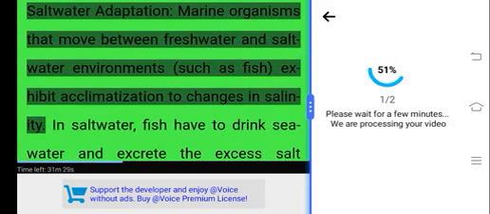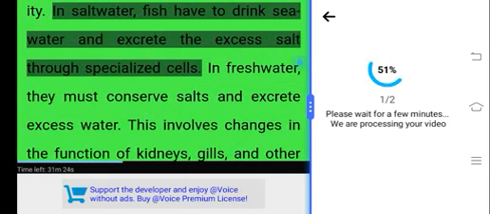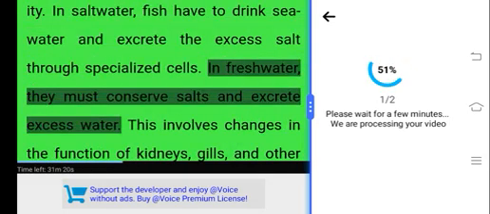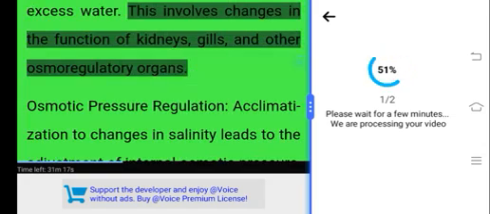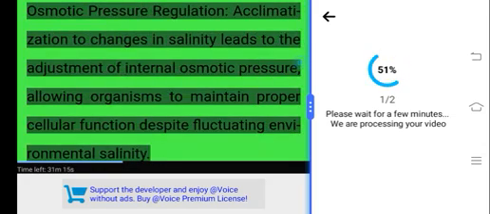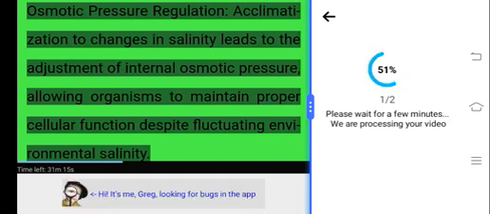C. Acclimatization to salinity, osmoregulation. Saltwater adaptation. Marine organisms that move between freshwater and saltwater environments, such as fish, exhibit acclimatization to changes in salinity. In saltwater, fish have to drink seawater and excrete the excess salt through specialized cells. In freshwater, they must conserve salts and excrete excess water. This involves changes in the function of kidneys, gills, and other osmoregulatory organs. Osmotic pressure regulation. Acclimatization to changes in salinity leads to the adjustment of internal osmotic pressure, allowing organisms to maintain proper cellular function despite fluctuating environmental salinity.